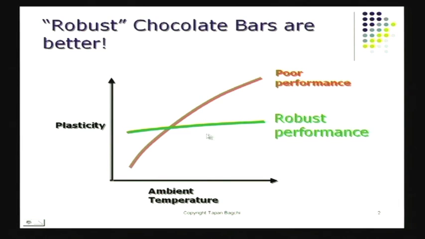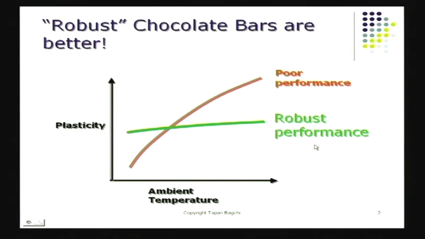Contrast that to this chocolate bar. Notice this one has got robust performance, which actually says that its plasticity, which is around here somewhere, does not really change much with temperature. As ambient temperature is changing from low to high, which could be probably from 0 Celsius to pretty close to 45 or 50 Celsius here, there is not that much change in the plasticity of this chocolate bar.